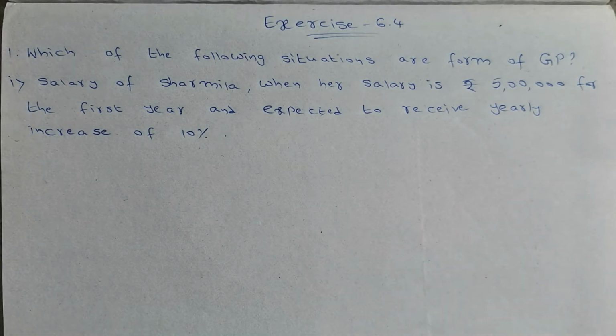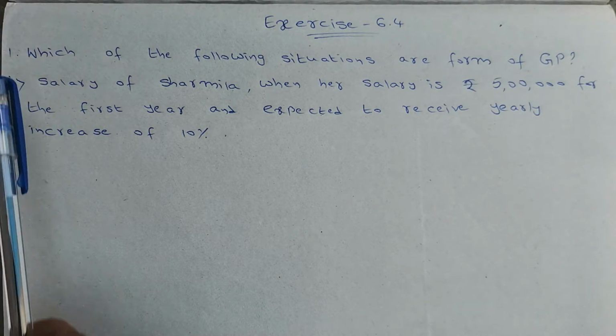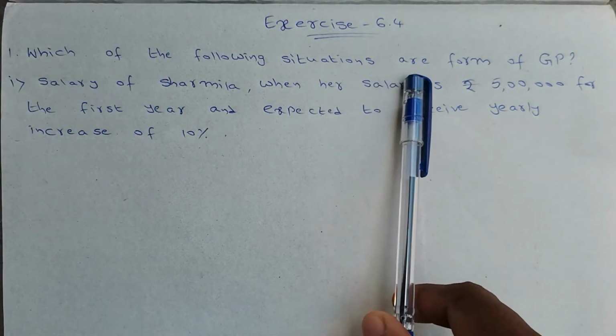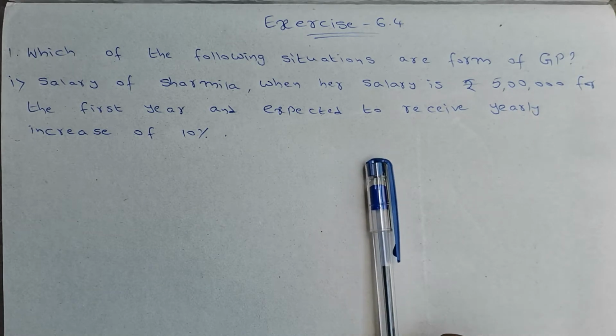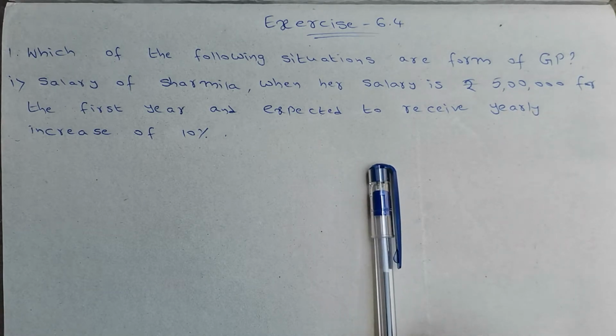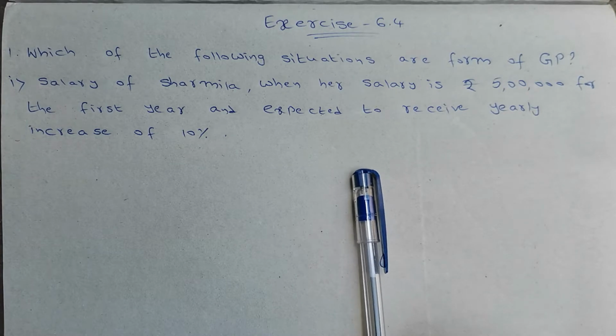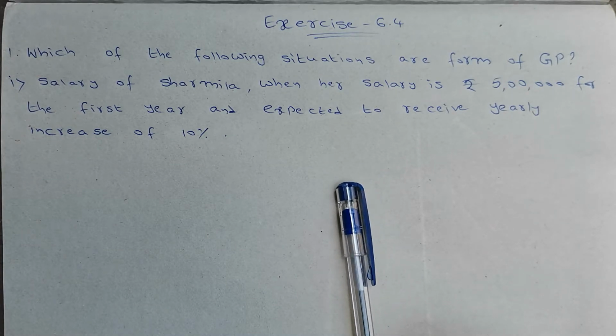Hello everyone, in this video we are going to discuss exercise 6.4. The first bit is which of the following situations will form a GP. He gave some situations. By reading the situations, if any calculations are needed, after doing those calculations we need to confirm whether that situation will form a GP or not.